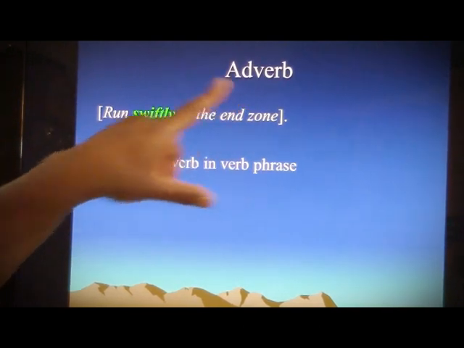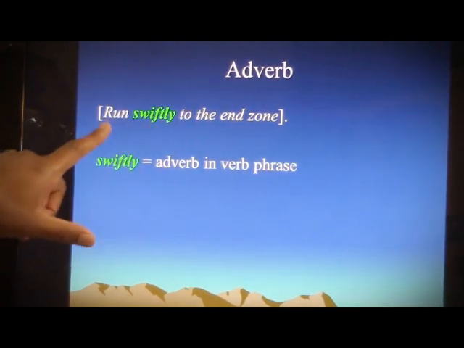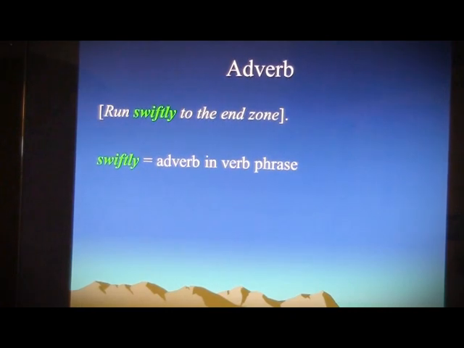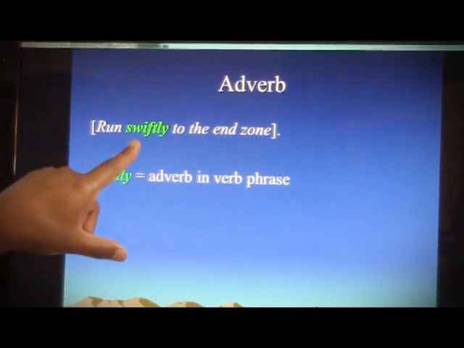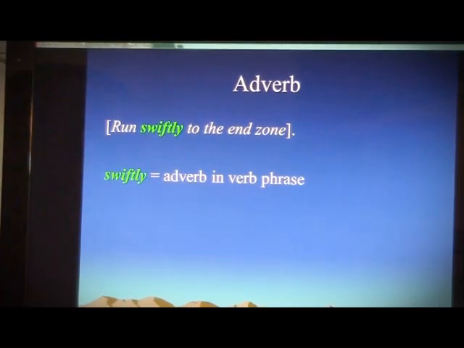But swiftly is the adverb. It's modifying how I want you to run. If I want you to run slowly, that'd be something different. If I want you to run backwardly, that'd be something different. And yes, backwardly, probably not a word, but we're going to go for it today. Swiftly, run swiftly to the end zone.